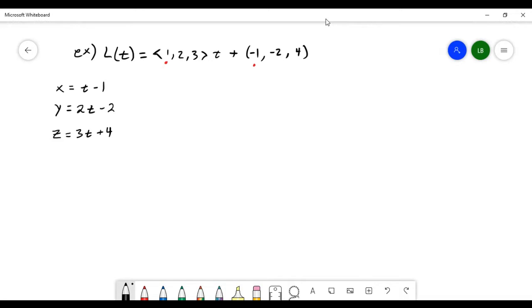And lastly, for symmetric, we can write that x plus 1 equals y plus 2 over 2 equals z minus 4 over 3. And of course, that's all equivalent to this parameter t. So that's all I did. We arranged each of these equations to solve for t and set them all equal to each other. And of course, in our symmetric form, we just don't write the t.